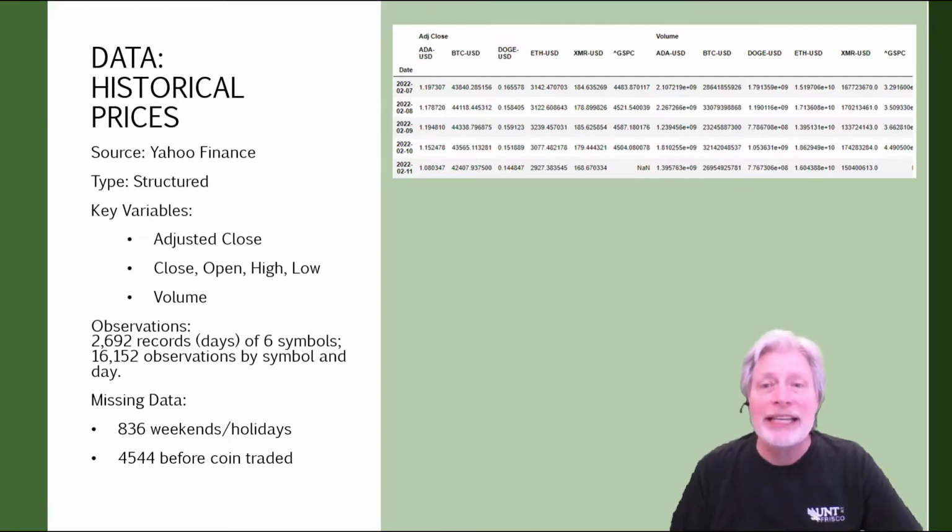On the right, you can see a sample of what a subset of that data looked like. There were 836 missing weekends or holidays for the S&P 500 index due to the market being closed. Those were forward filled. And there were a little over 4,500 observations missing that represented time periods before a particular coin was being traded.